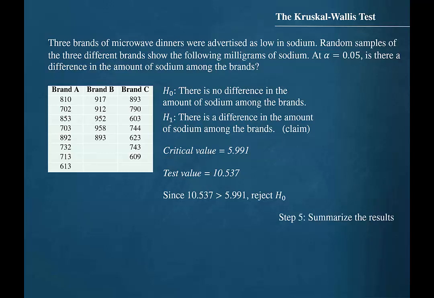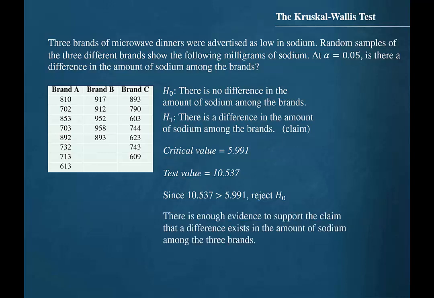Step 5 is to summarize the results. Since our decision is to reject the null hypothesis, our conclusion should be that there is enough evidence to support the claim that a difference exists in the amount of sodium among the 3 brands.